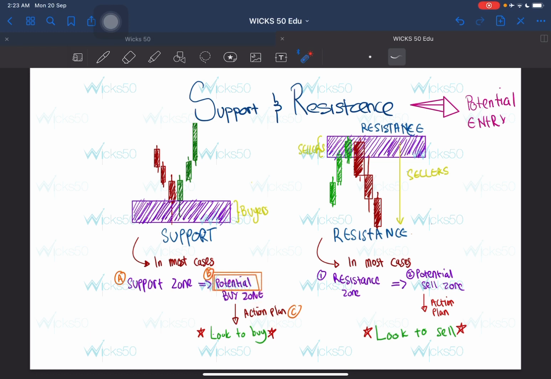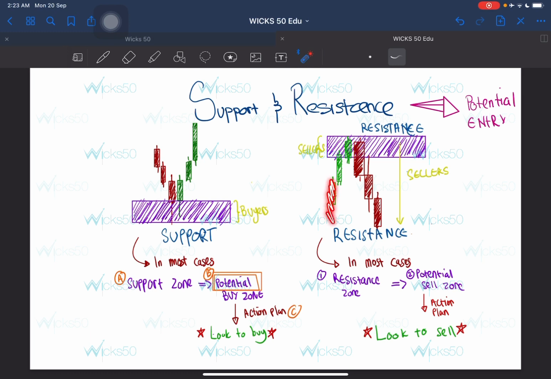Remember when I used the word potential? Because just because you manage to locate a support zone doesn't mean you can buy. But you have a zone to monitor. This is when we will in the future learn how do we find our technical setup that is confluent with the idea of buying. So same goes for a resistance zone.